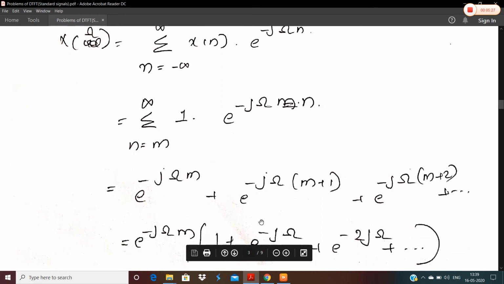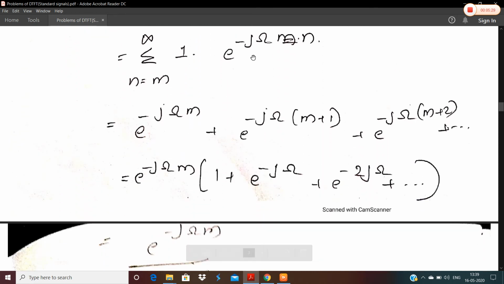The next step is to expand this particular equation because it is a summation. So we'll give the value of n as m, m plus 1, m plus 2, etc. So this becomes e raised to minus j omega m plus e raised to minus j omega into m plus 1 plus e raised to minus j omega into m plus 2. We are just substituting sample values from n equal to m to infinity. And from these terms, we can take the term e raised to minus j omega m outside, and the rest of the terms are written inside the bracket.